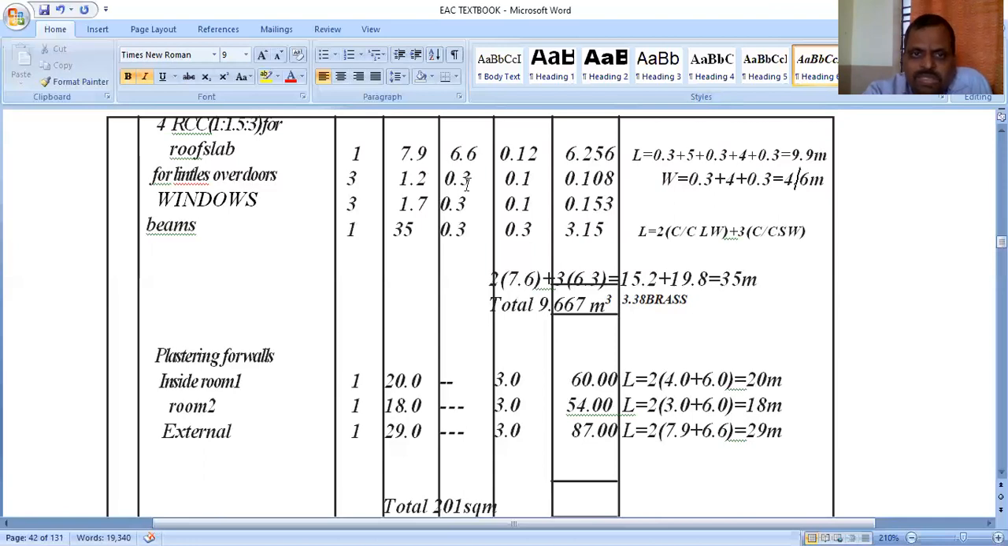So here the number of slab will be 1, and the length of the slab will be 9.9 meter, whereas the width of the plan will be 4.6 meter, and for the thickness of the slab, you have to see the section. From the section we know that the thickness of slab is 0.12 meter, that is 120 mm. So just multiply it to get the total slab.